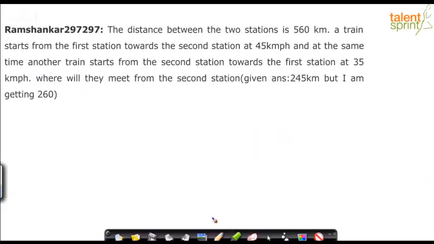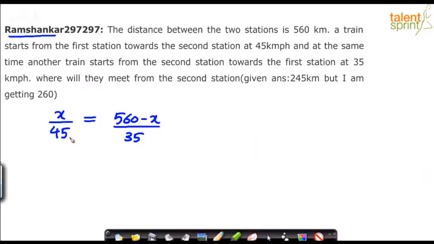The distance between two stations is 560. A train starts from the first station towards the second station at 45. At the same time, another train starts from the second station towards the first station at 35. Where do they meet from the second station? You're saying the given answer is 245, but I am getting 260. How? x by 45 will be equal to 560 minus x by 35. Simplify. This is like the previous question, Ram Shankar, similar to what we had solved on time and distance, which was posted by you.